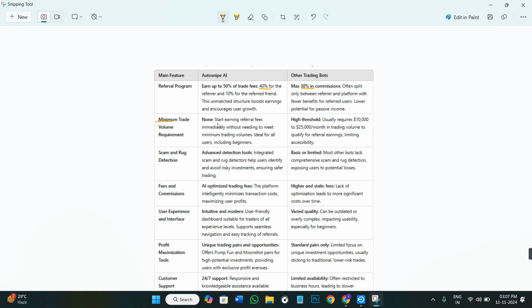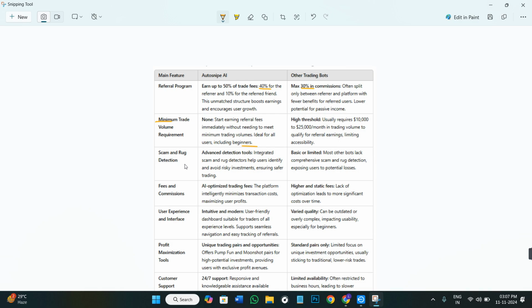Next point to consider is the minimum trade volume requirement. So with Autosnipe AI, you can start earning referral fees immediately without needing to meet minimum trading volumes. It is ideal for all users, including beginners. Whereas with the other trading bots, you usually require $10,000 to $25,000 per month in trading volume to qualify for referral earnings, which is limiting accessibility.